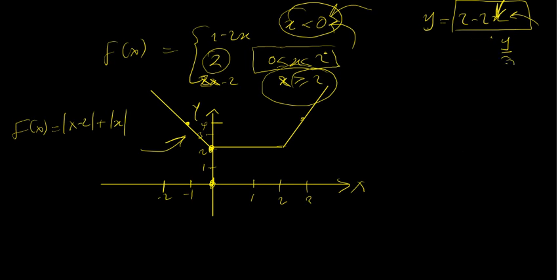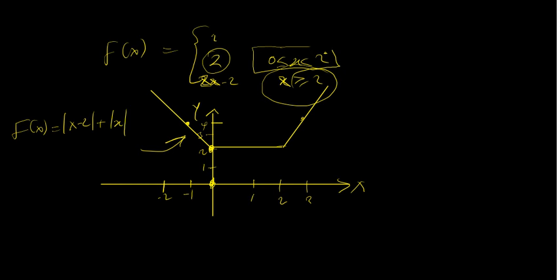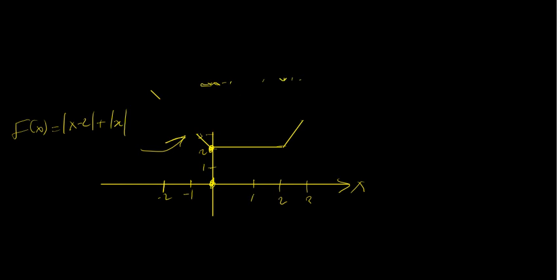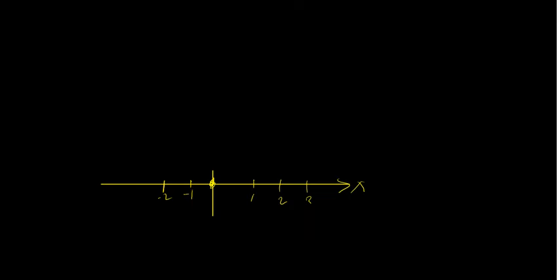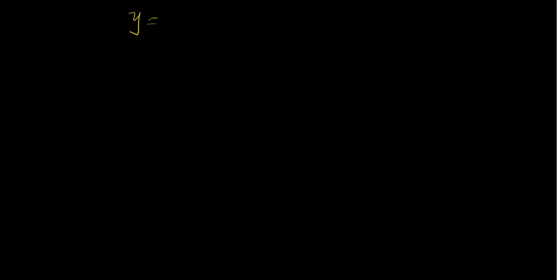Okay, let me look at the last example then. Maybe we are going to get it from there. So I want to sketch the graph y is equal to the absolute value of 2 minus x, minus the absolute value of x plus 2.